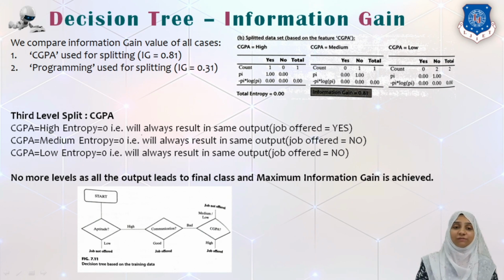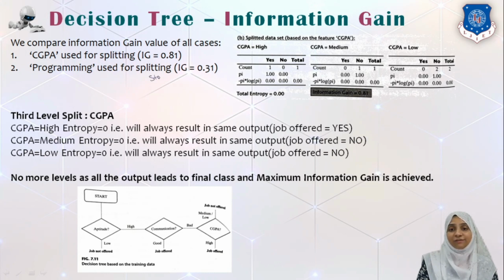So you can see at third level of CGPA, if CGPA is high, entropy is zero and always results into yes output. At CGPA medium, entropy is again zero and output will always lead to no. And when CGPA is low, entropy is again zero and always results into job offered is no. At this stage, we have all three branches of CGPA covered, which is showing our final class label. So there is no branch left in this decision tree which can be exploited later on.